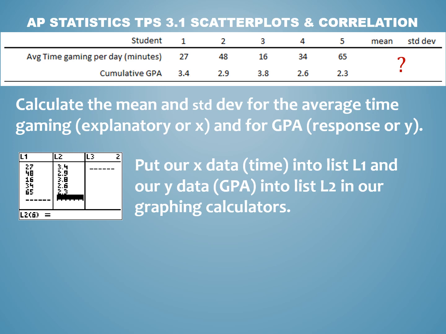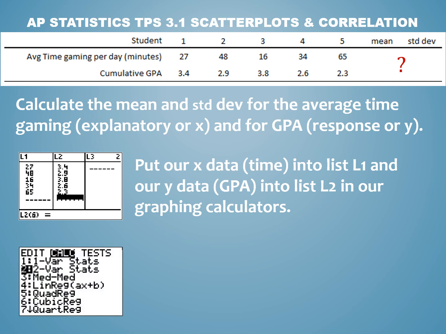So you want to take a minute, pause the video, put the X data, which is the time, into list 1, and the Y data, which is the GPA, in list 2. So hit Stat and then choose Edit, and it will take you to your lists. So put in list 1 the X values and list 2 the Y values. When you're finished, unpause the video.